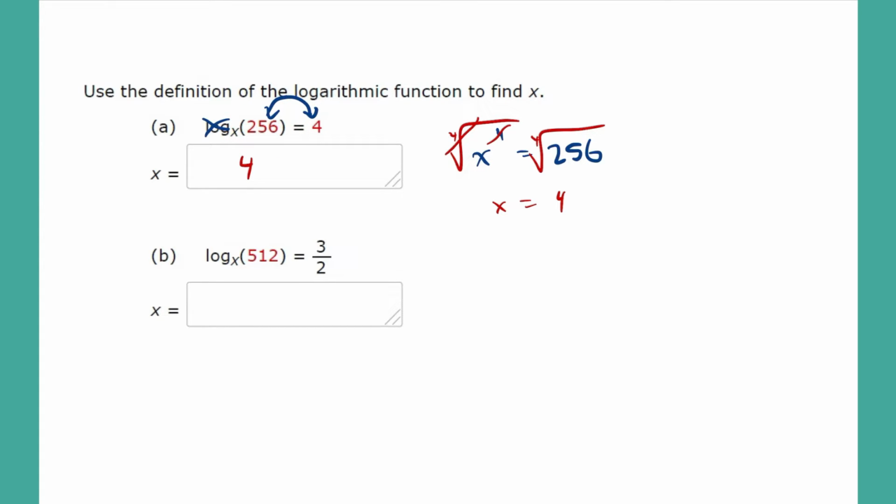All right, let's do the same thing here. Cross out the word log, swap. Base x, exponent 3/2 is equal to 512. In order to get rid of the 3/2 exponent, we raise it to the 2/3 power. That'll cancel out the exponent, and now we're left with x is equal to 512 to the 2/3 power.